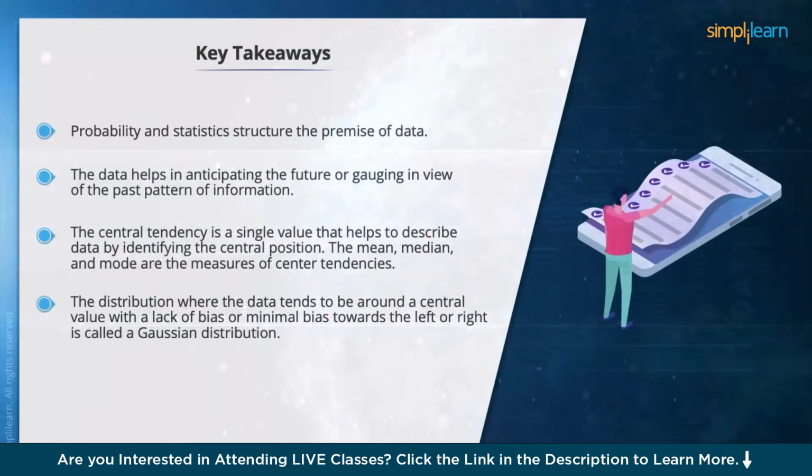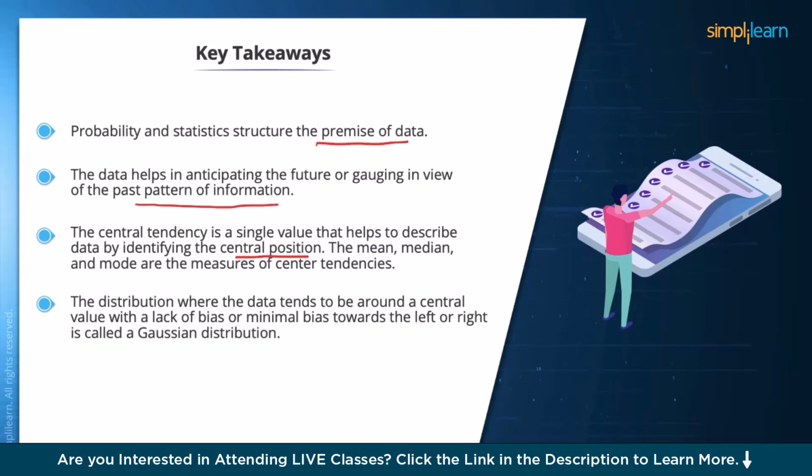Key takeaways. Probability and statistics structure the premise of the data. The data helps in anticipating the future or gauging in view of the past patterns of information. The central tendency is a single value that helps to describe the data by identifying these central positions. The mean, median, and mode are the measures of central tendency. The distribution where the data tends to be around a central value with a lack of bias or minimal bias towards the left or right is called Gaussian distribution.